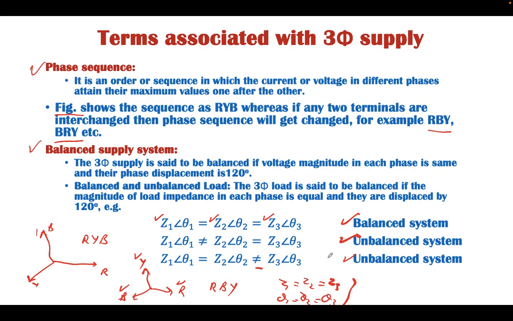Otherwise, if any one condition is violated, then the system is considered as an unbalanced system.